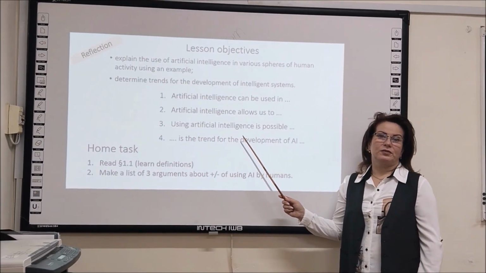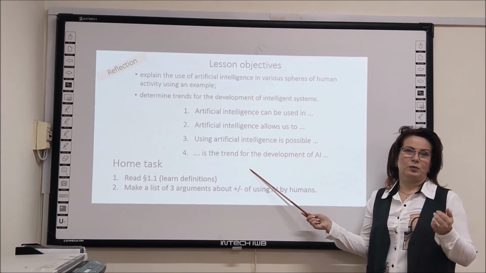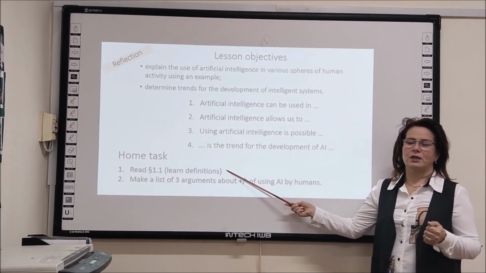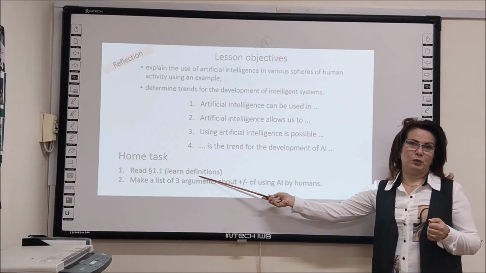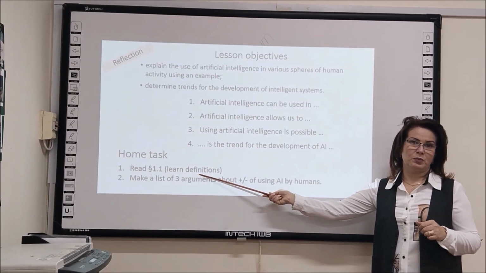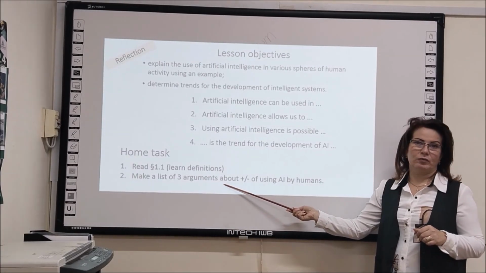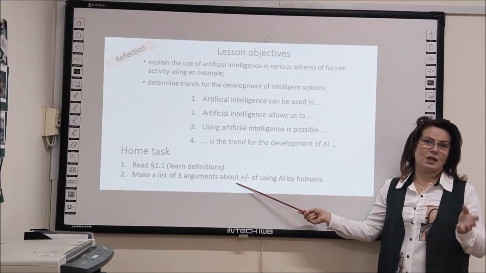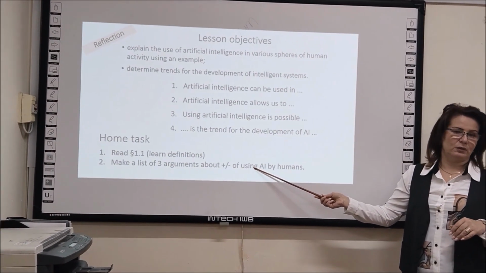Our lesson is finishing, and I will assess your task with some criteria, and write down your homework. It will be reading article 1.1 in your Russian computer textbook, and you should prepare a list with 3 arguments about advantages and disadvantages of usage of artificial intelligence by humans.